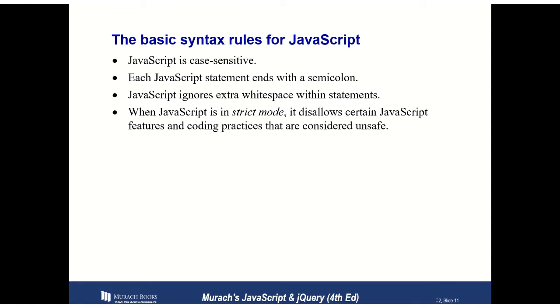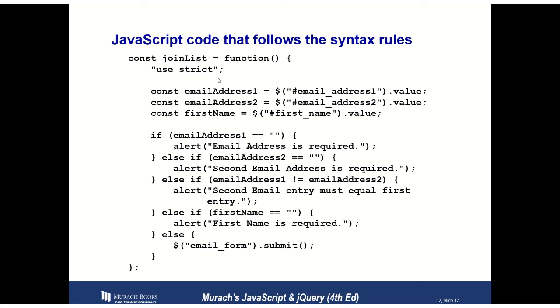Now, that actually tells us an important property of JavaScript. That property is that it is a weakly typed language. You can define a variable to be of any type on the fly. We will learn about it later. Here is an example of JavaScript code that follows the syntax rules.